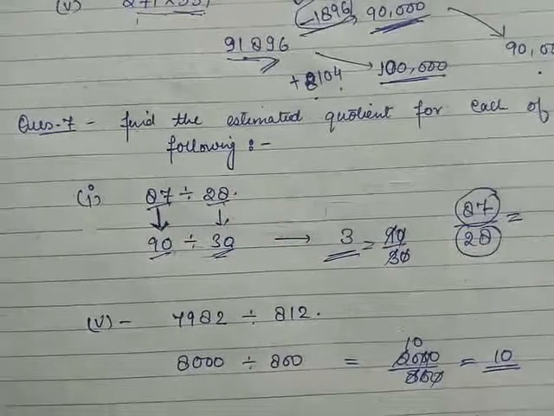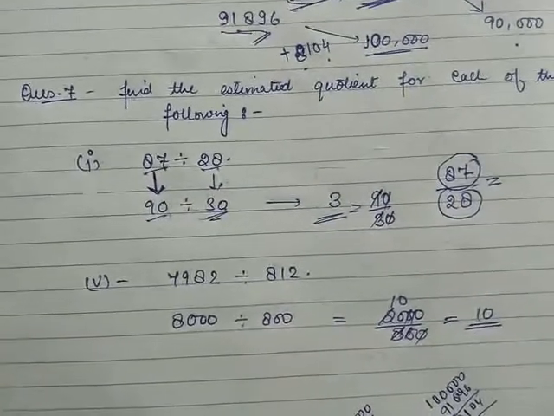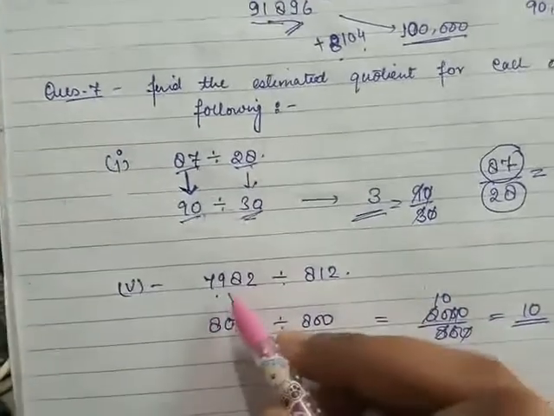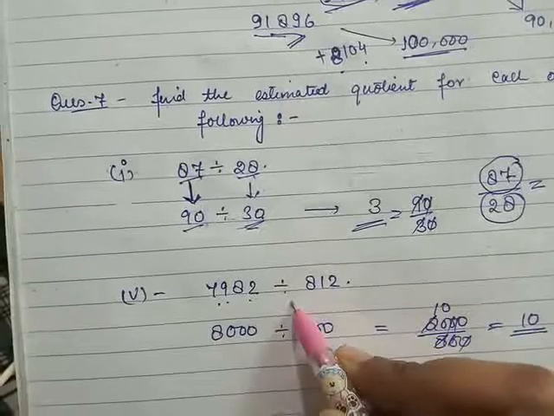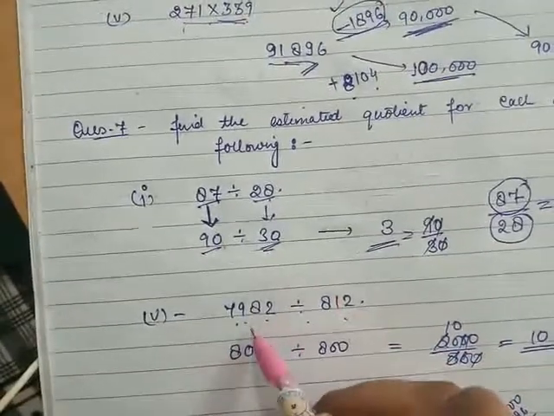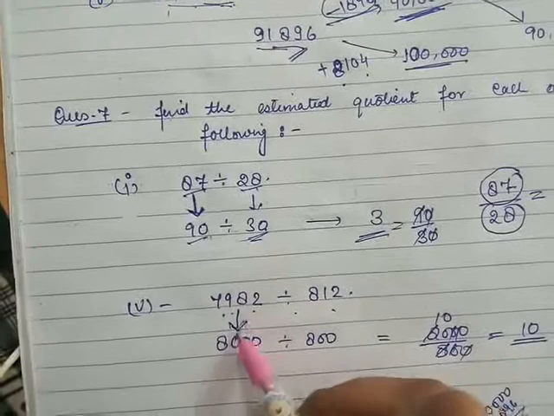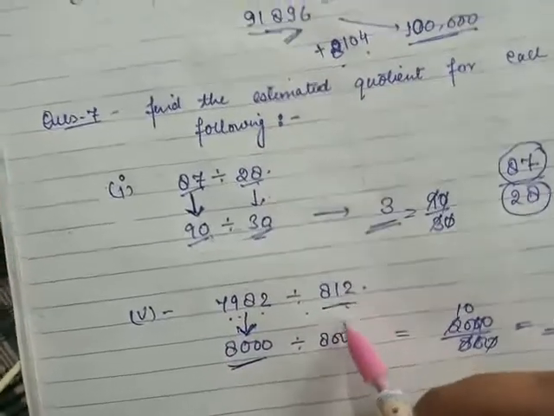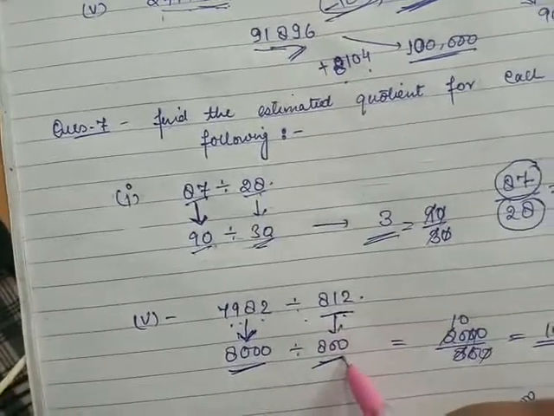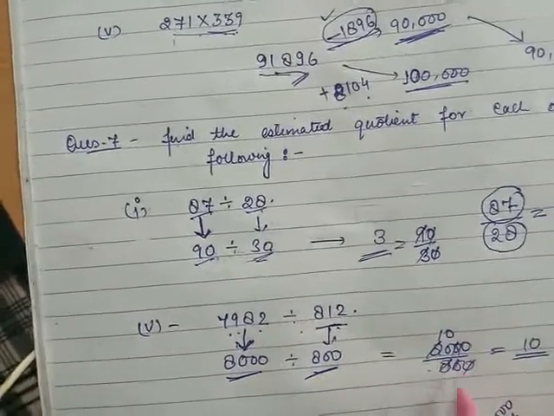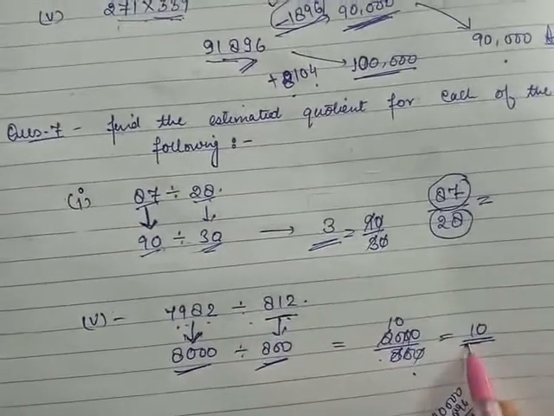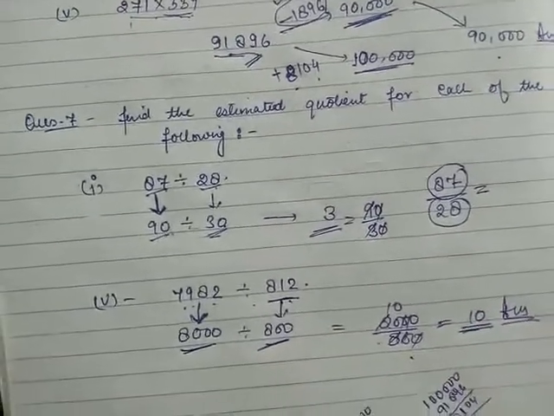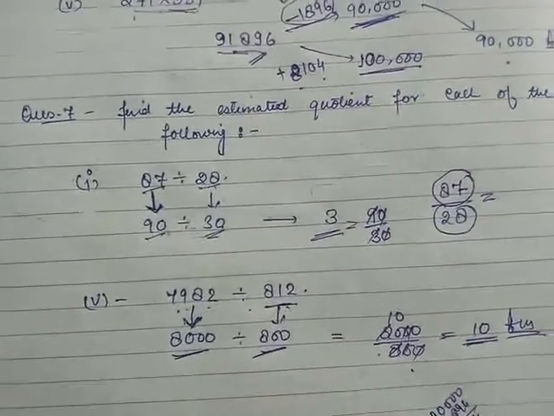Now we will do the fifth part of this question also. The fifth part is 7,982 divided by 812. For the nearest places, we have changed it into 8,000, and 812 we have converted into 800. Then we divided 8,000 by 800, and our resultant value is 10. So our answer will be 10.